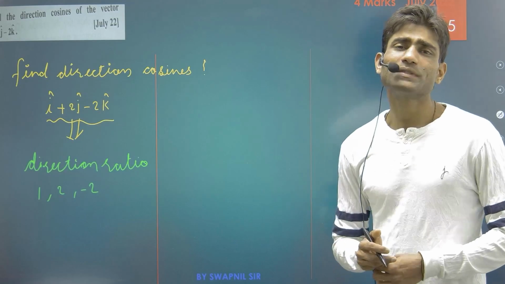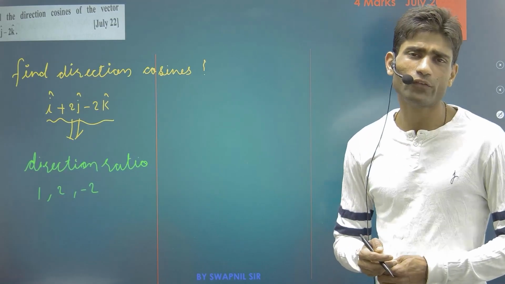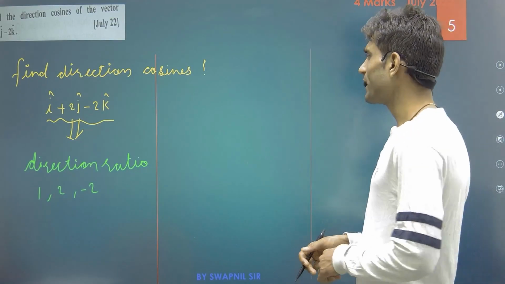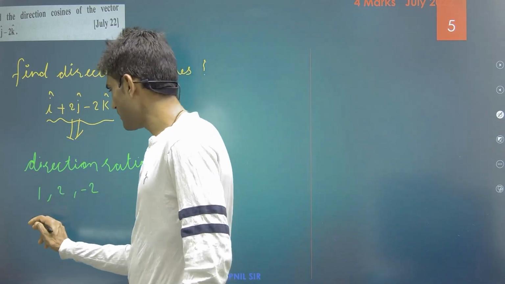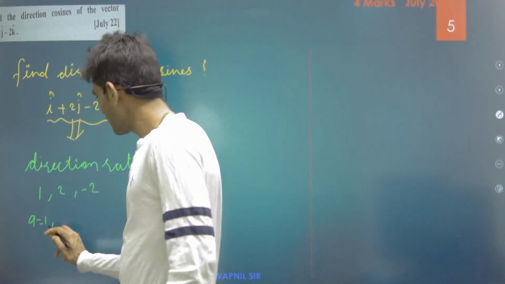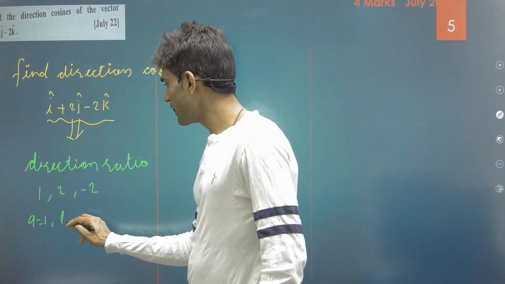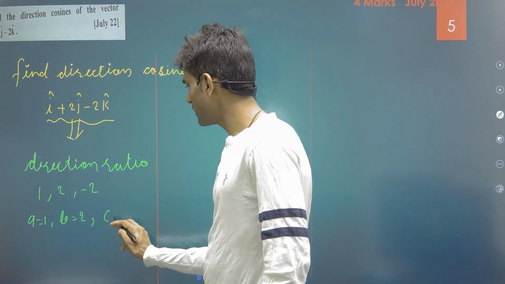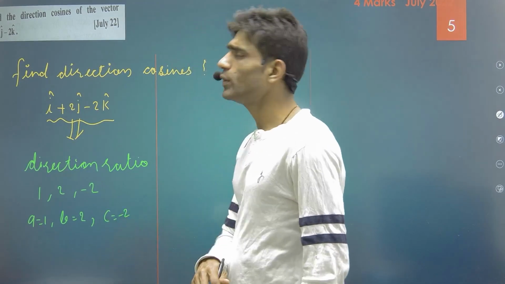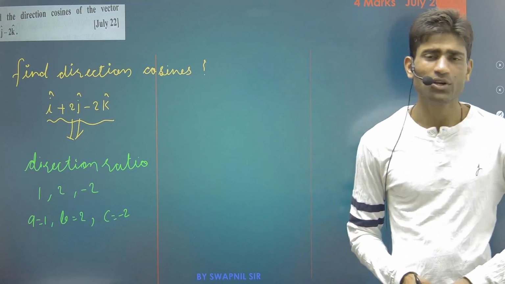These three are the direction ratios for our given vector. Using these direction ratios, we will find the direction cosines for our vector. We consider a equal to 1, the first direction ratio; b equal to 2, the second direction ratio; and c equal to negative 2, the third direction ratio.